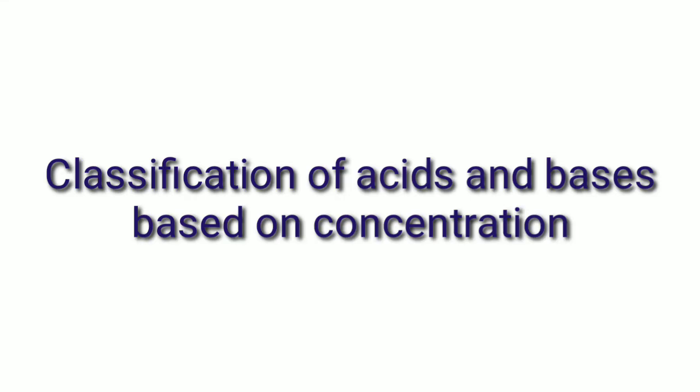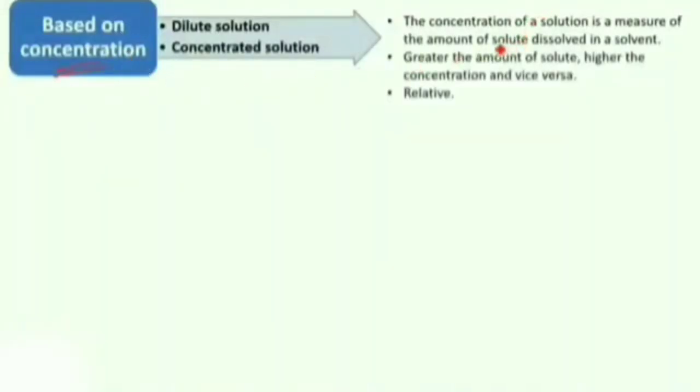Understood? And let us begin the classification of acids and bases based on concentration. In chemistry, concentration of a solution means the amount of solute that is present or dissolved in a given amount of solvent. The more the amount of solute, the more concentrated a solution is. And if the amount of solute is less, the solution is said to be a dilute solution.